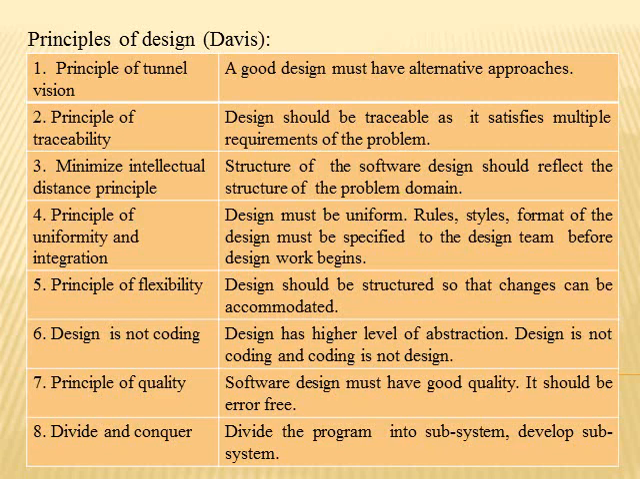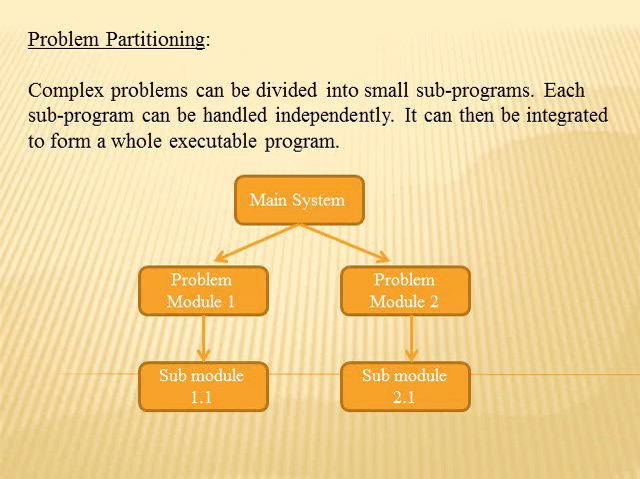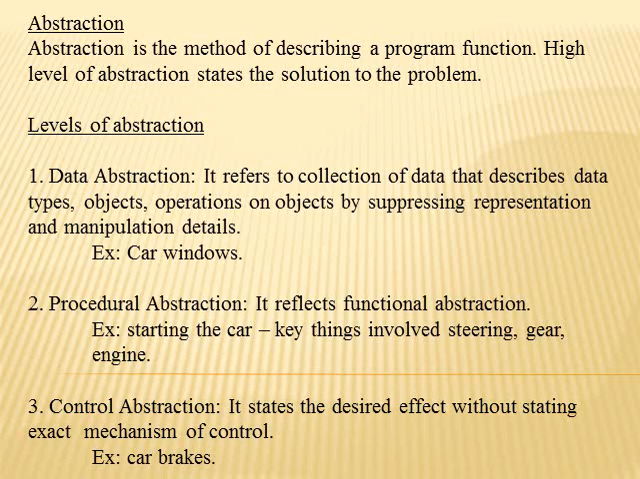Without design, I am telling you, a high level of abstraction is also design, and it has to be of good quality and error free, and we have to divide the modules, divide and conquer, in the sense that we have to develop more subsystems in the system design. Here is an example of problem partition: like one problem or one model is there, we have to divide it into more sub modules. After that we have to integrate, and it will integrate the problem. That is the divide and conquer method. So complex problems we have to divide into sub programs. Each sub program we have to handle independently, and the whole we have to execute.